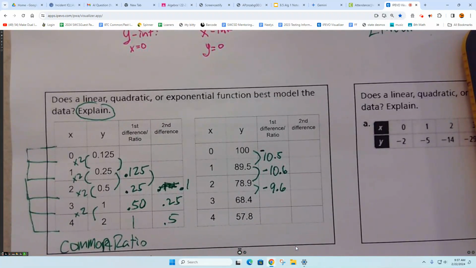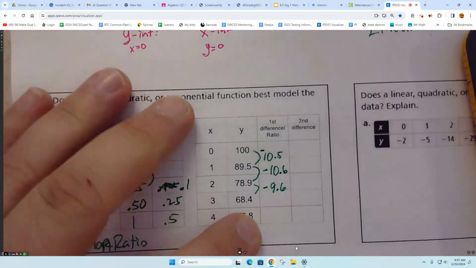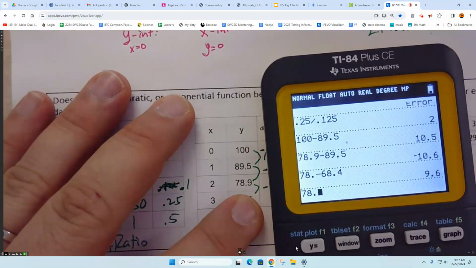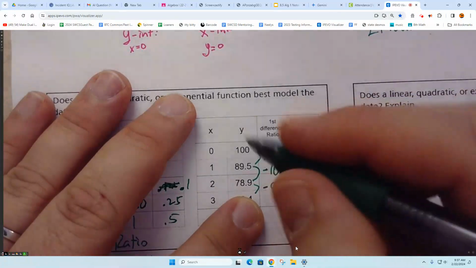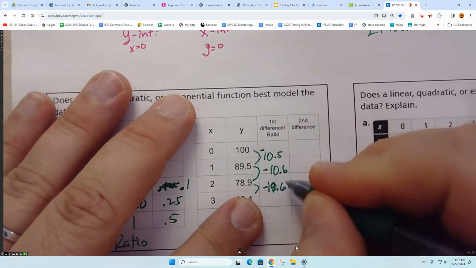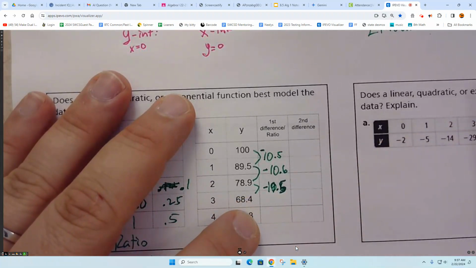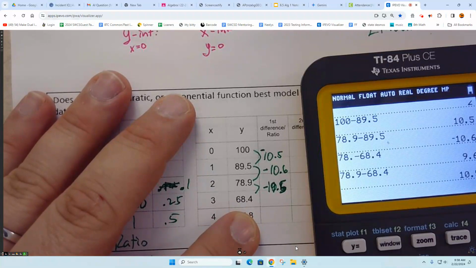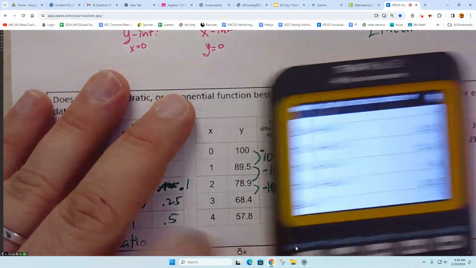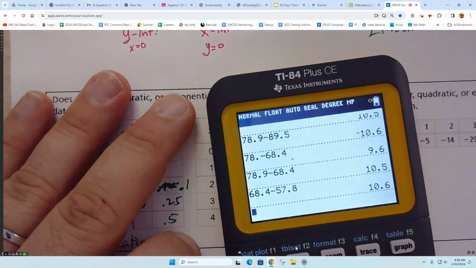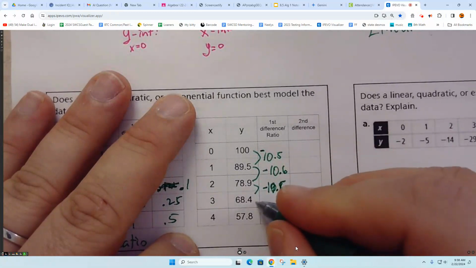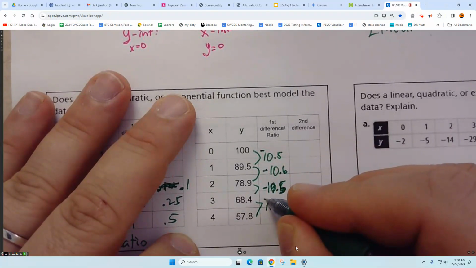Did you not put the point in the calculator? Oh my gosh, I have to. You're right, I didn't. Thank you. 78.9 minus 68.4. 10.5. Good catch, Hannah. Good job. And then I'll do the next one. 68.4 minus 57.8. And I get 10.6. It is a pattern, isn't it?